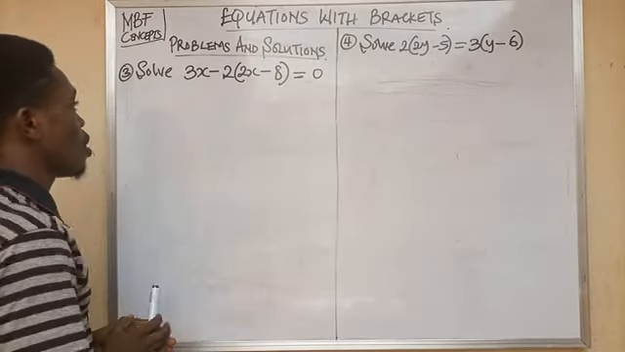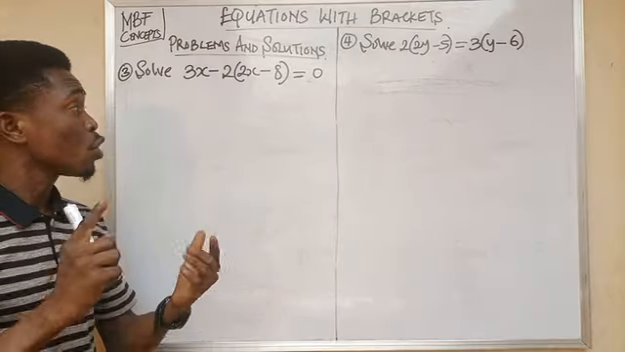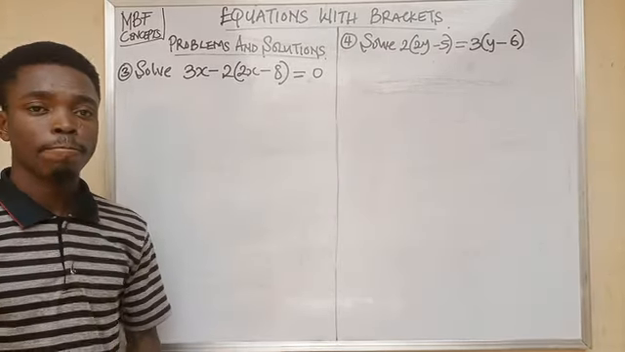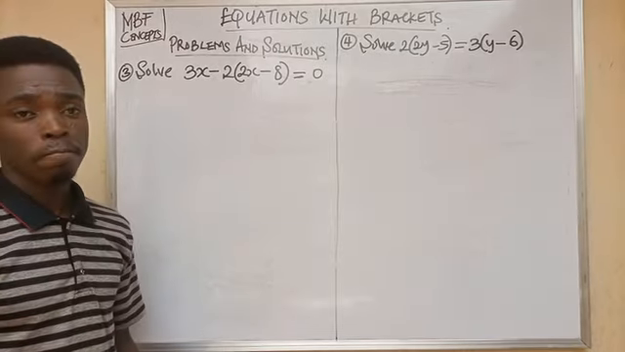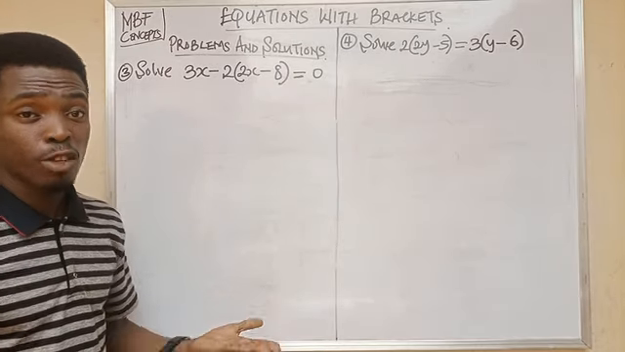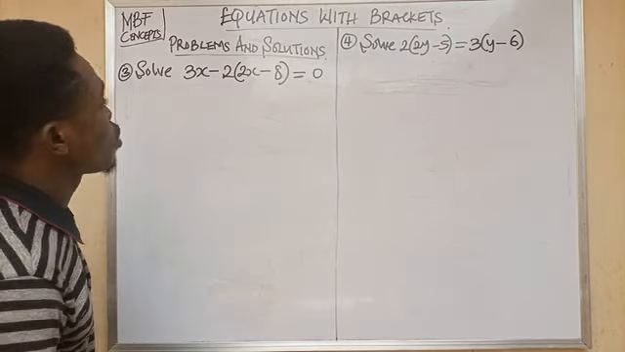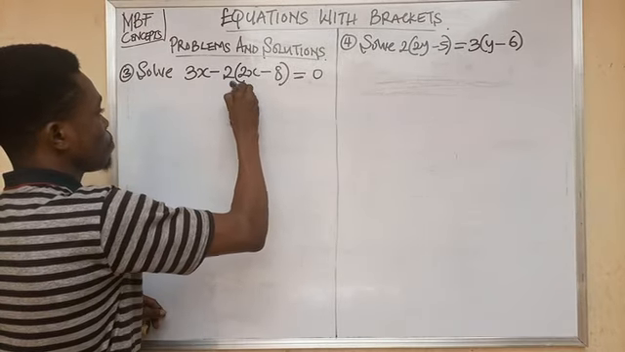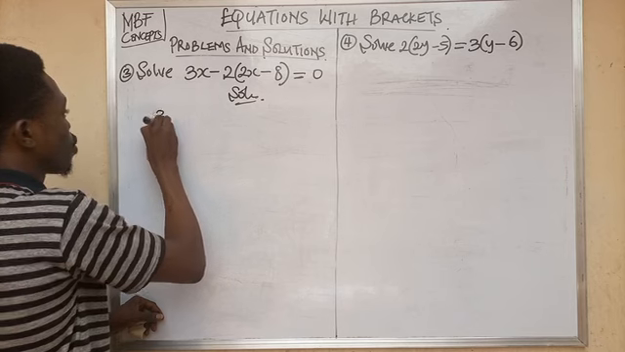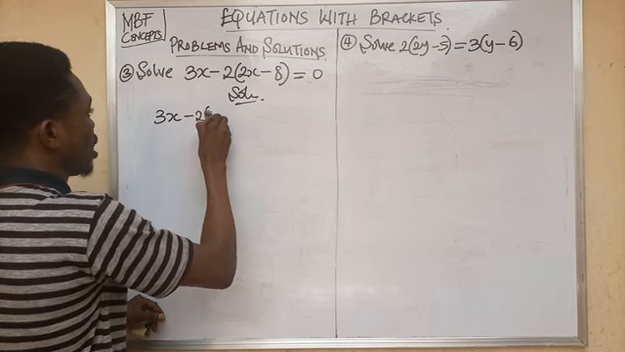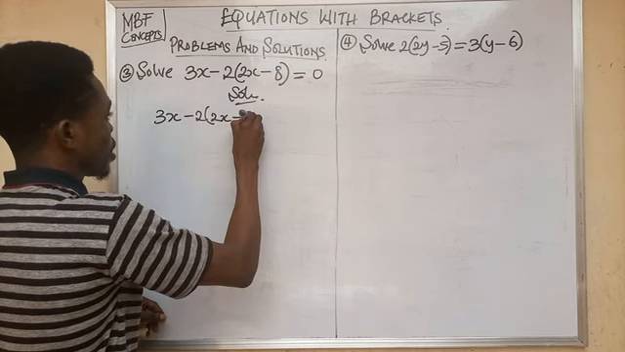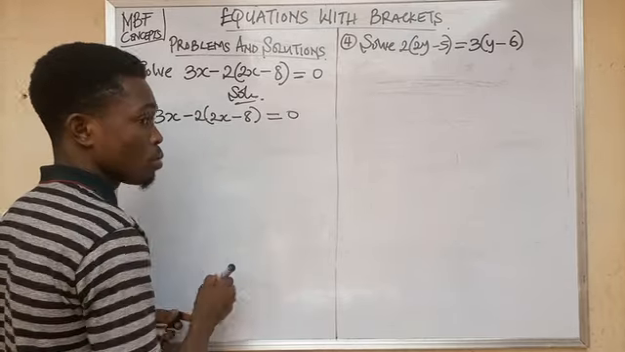We are asked to solve 3x minus 2 into 2x minus 8, close bracket, equal to 0. We are asked to solve, meaning we are asked to find x, 1x, right? Yes, 1x. So what do? First, we put down our solution. Then we repeat the question, 3x minus 2 into 2x minus 8, all equal to 0.